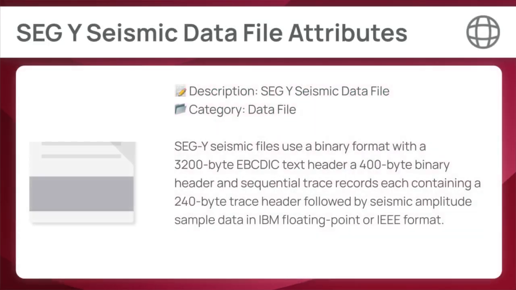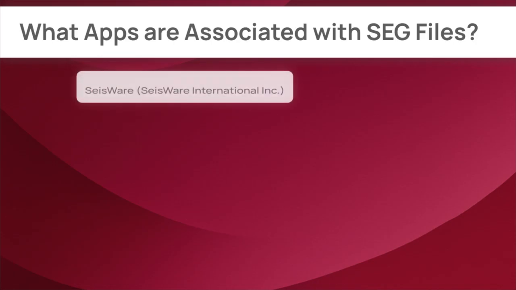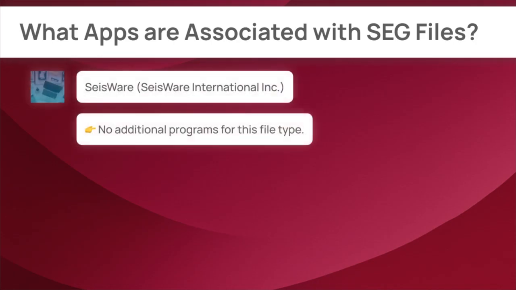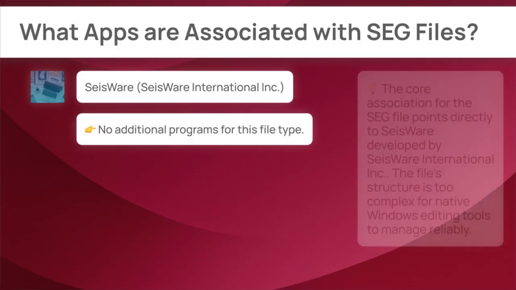SEG-Y seismic files use a binary format with a 3200-byte EBCDIC text header, a 400-byte binary header, and sequential trace records, each containing a 240-byte trace header, followed by seismic amplitude sample data in IBM floating point or IEEE format. The application responsible for generating the SEG file is typically SeisSpace by SeisSpace International Inc.